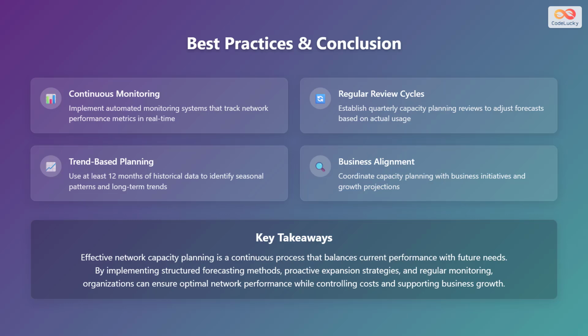In summary, effective network capacity planning is a continuous process that balances current performance with future needs. By implementing structured forecasting methods, proactive expansion strategies, and regular monitoring, organizations can ensure optimal network performance while controlling costs and supporting business growth.